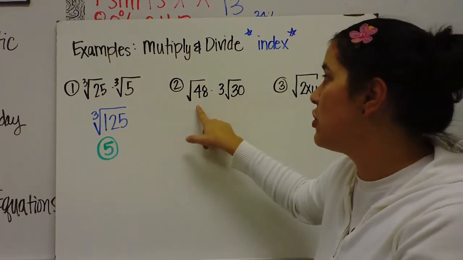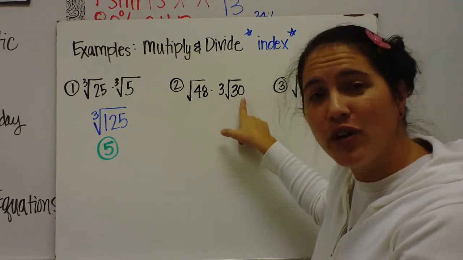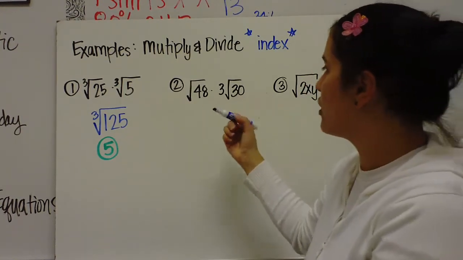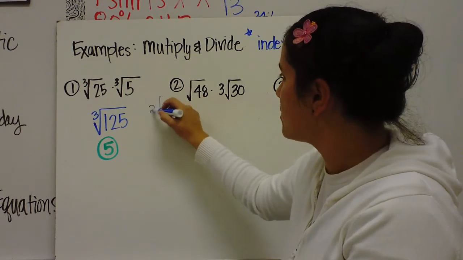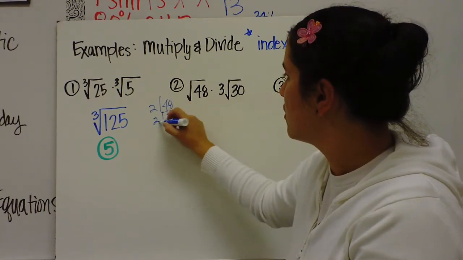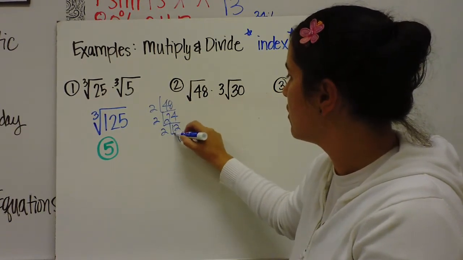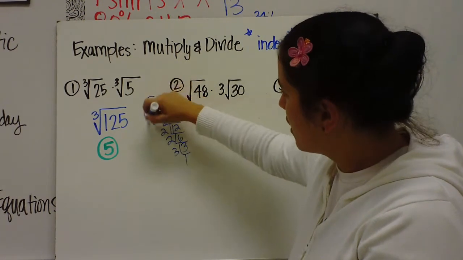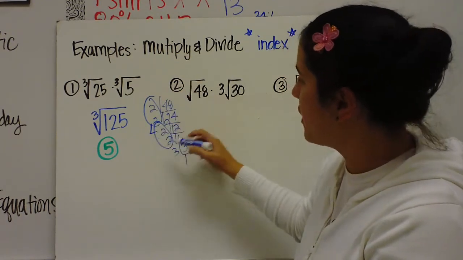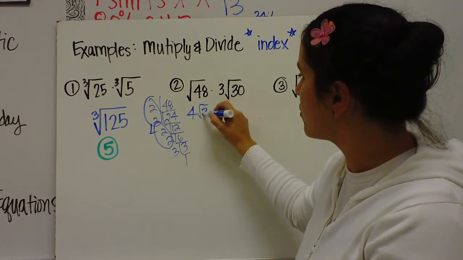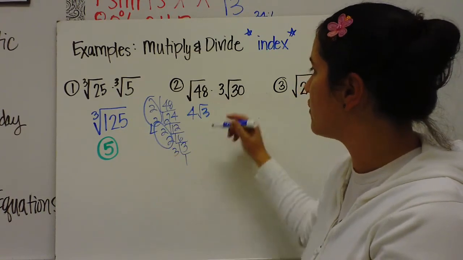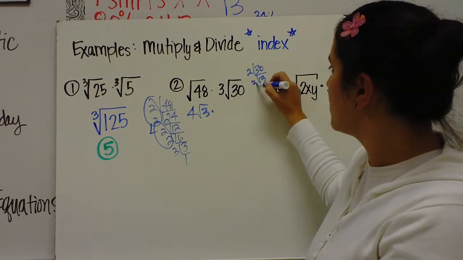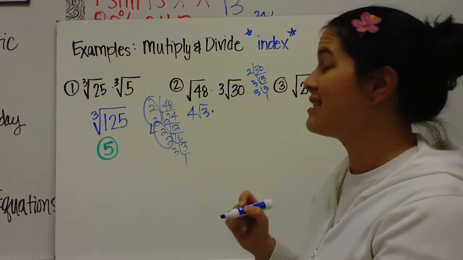We can find the cubed root of 125, which is 5. All right. Number 2, you could multiply 48 times 30 and then simplify, but I'm going to suggest simplifying first. So let's simplify 48, and that's 2, 12, 6, and 3. So I have a pair of 2, so this is 4 root 3, because 2 times 2 is 4, and I have a 3 left over. 30. 2 is 15, 3 is 5. So that's as simple as it can get.